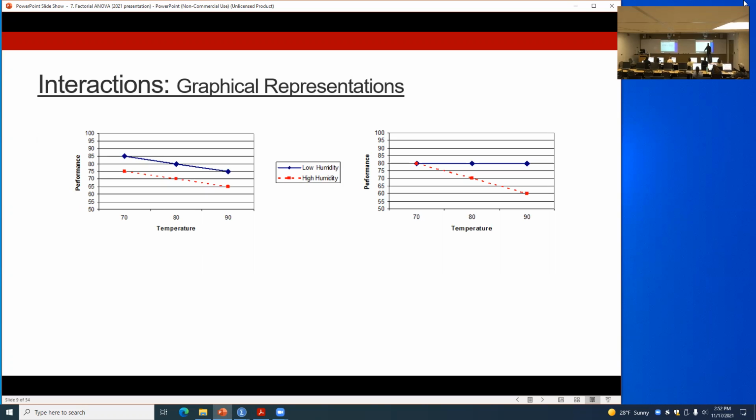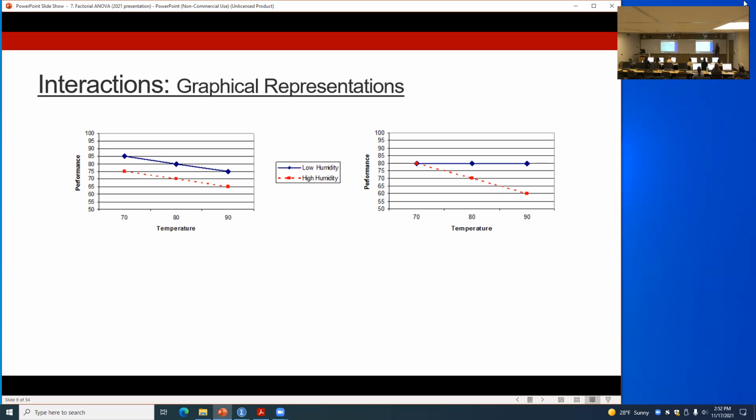At 90, 80, and 70 degrees, it's the same, right? People tend to perform better in low humidity than high humidity, and tend to perform better at lower temperatures, at least sort of at 70 than 90. But that's the end of the story. There's nothing else much more going on there. This is the second example.